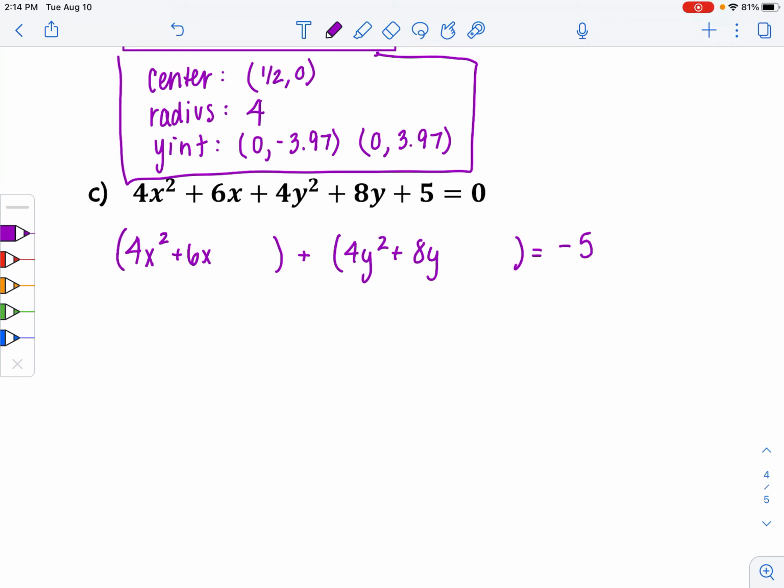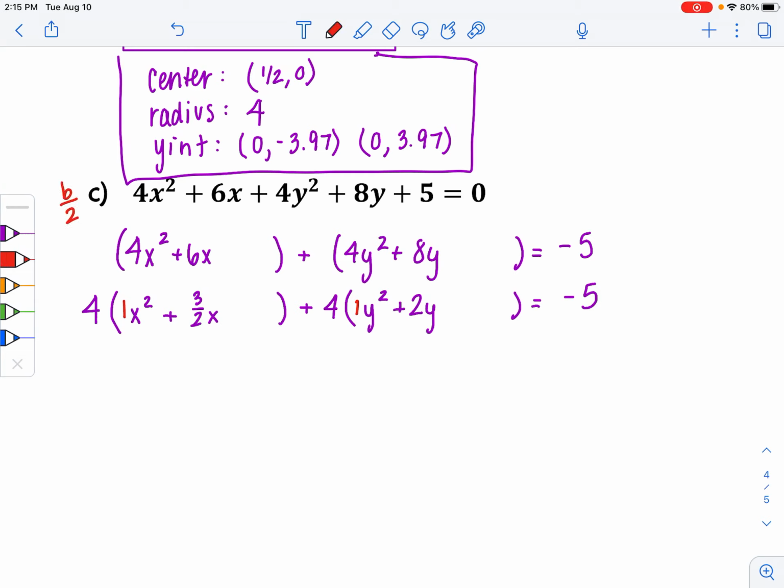Just like we talked about in problem B, your a value has to be 1. So I need to factor out a 4 from this problem to get 1 x squared. And yeah, you have to take it out of every term. So 6 divided by 4 is the same thing as 3/2. Here the a value is not 1, so you have to factor out whatever number will give you a 1 for the a value. 8y divided by 4 is just 2y. And nothing has to happen on the right.